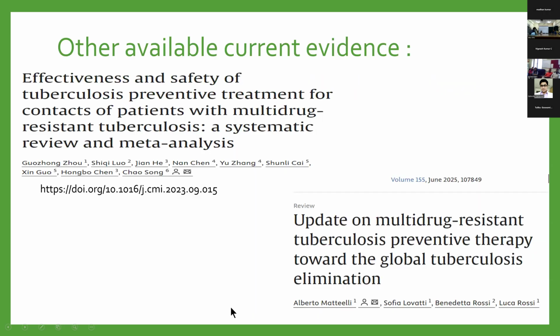Was there any other available current evidence? So there's a systematic review in 2023 which looked at 11 studies, but all of them were cohorts done in the USA, not in a low endemic area. In 2025, the WHO did an updated systematic review in which they took 3 RCTs, of which 2 RCTs used levofloxacin. The third RCT had actually used a bedaquiline based regimen. So as of now, this is the current best evidence available.